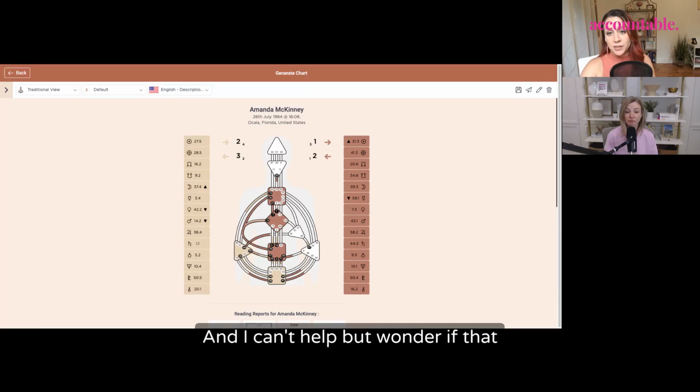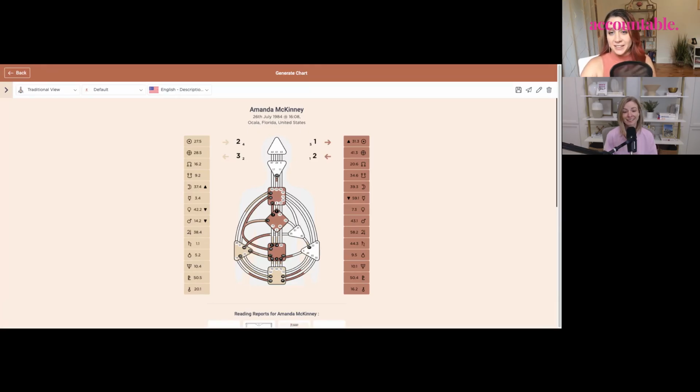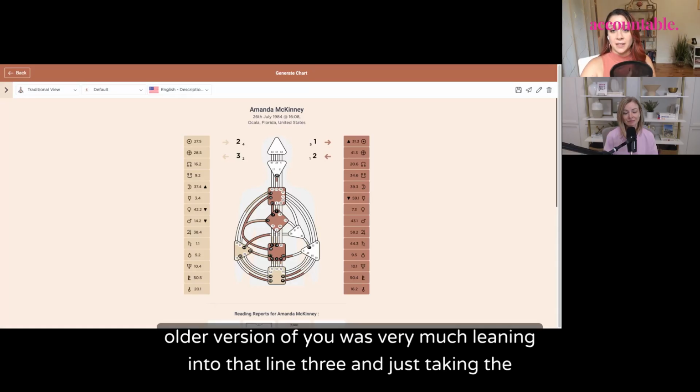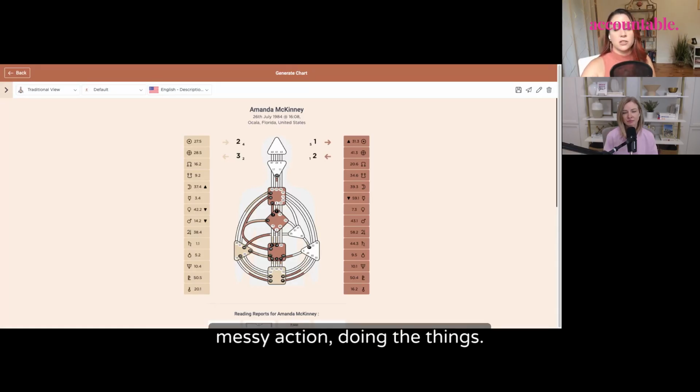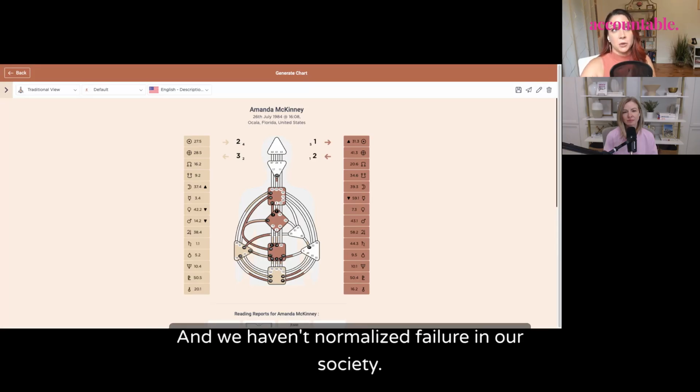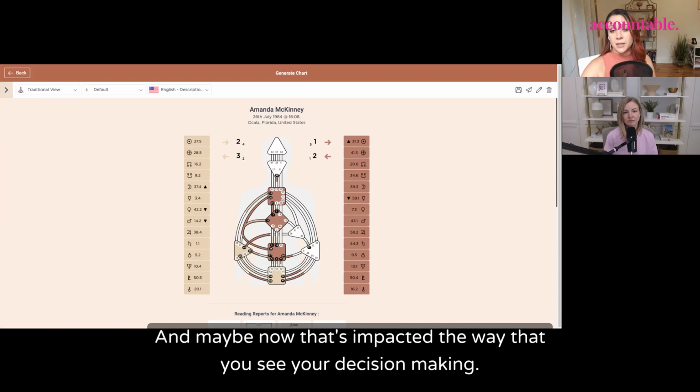And I can't help but wonder if an older version of you was very much leaning into that line 3 and just taking the messy action, doing the things. And we haven't normalized failure in our society. And maybe now that's impacted the way that you see your decision making.